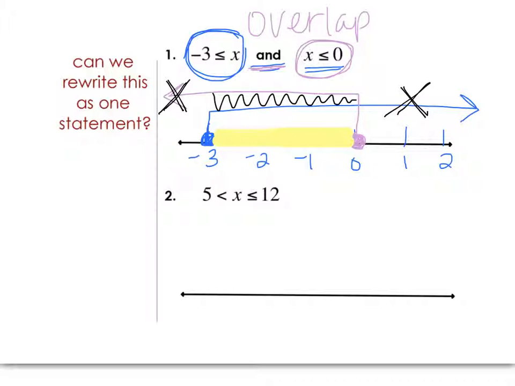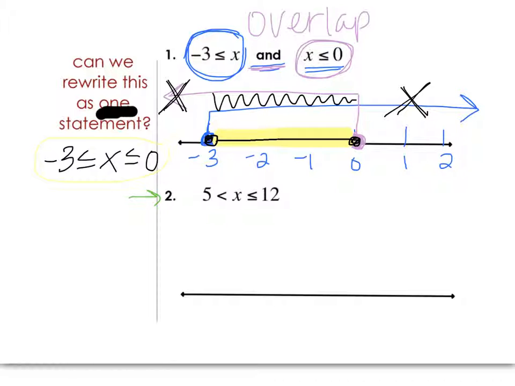So it says, can I rewrite this as one statement? Well, if x can be anything between -3 and 0, couldn't I say that x is between -3 and 0? Couldn't I write it like this? Yeah, I actually could. And if you look at number 2, it's written just like that.